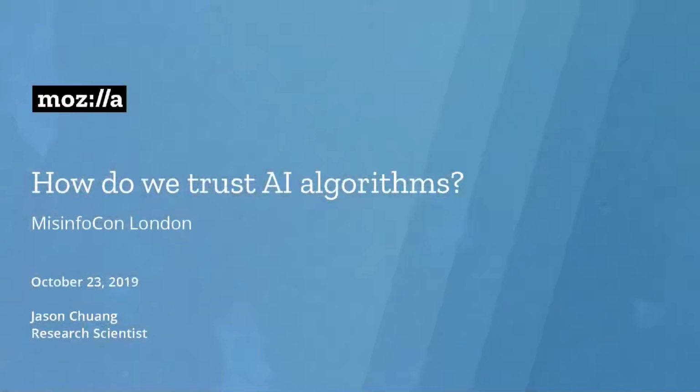I am a research scientist at Mozilla. My work focuses on bringing more transparency to artificial intelligence algorithms, or more specifically, I build tools. I build tools to help users verify and interrogate AI algorithms.